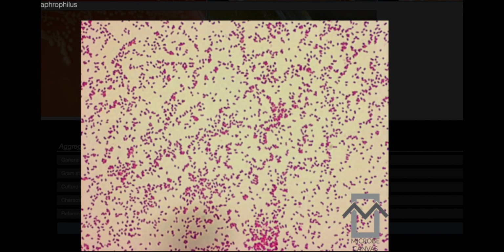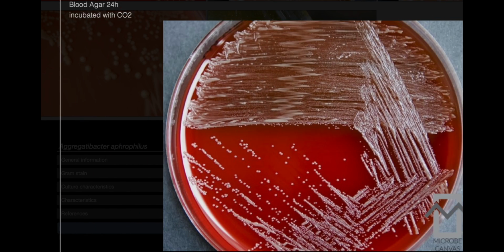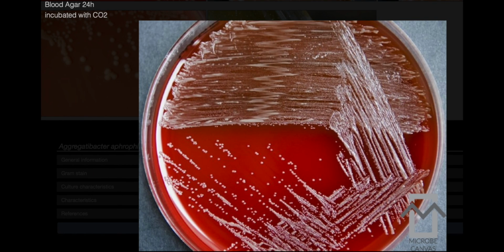Culture characteristics of Aggregatibacter aphrophilus. Aggregatibacter aphrophilus is a facultative anaerobic bacterium, meaning it can grow with or without oxygen. However, growth of Aggregatibacter aphrophilus is enhanced in the presence of 5% CO2.